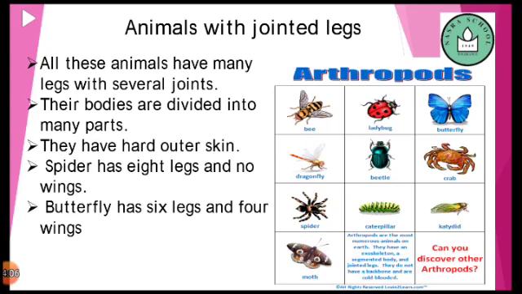Okay, moving on, animals with jointed legs. All these animals have many legs with several joints. Their bodies are divided into many parts. They have hard outer skin. Spiders have 8 legs and no wings. Butterfly has 6 legs and 4 wings. They are also called as arthropods.